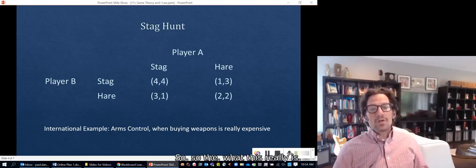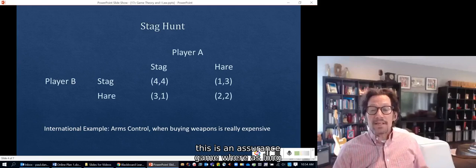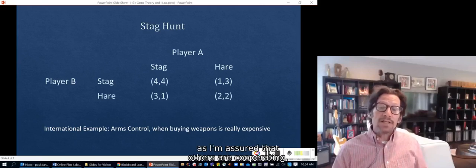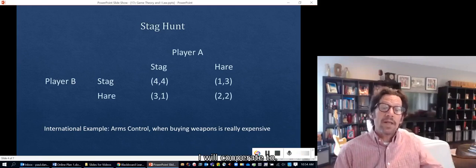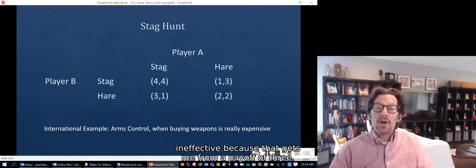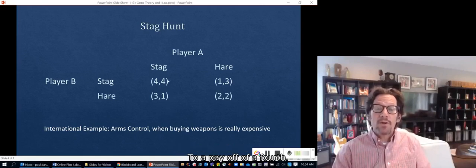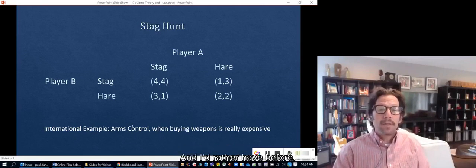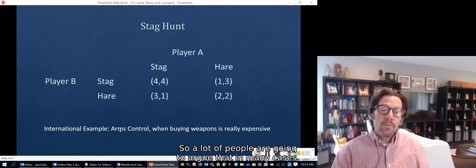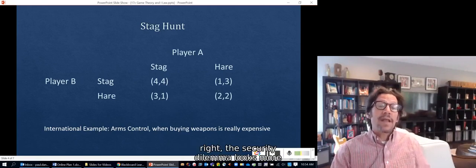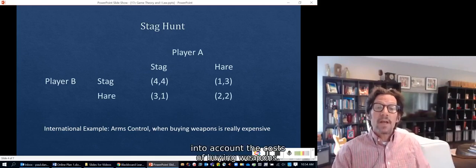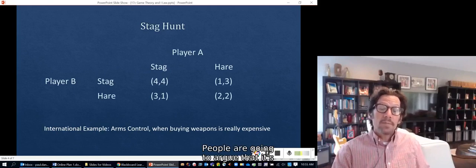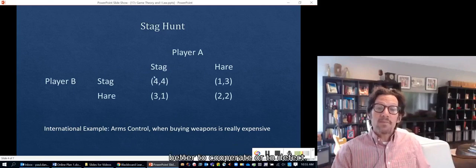So what this really is, this is an assurance game where as long as I'm assured that others are cooperating, I will cooperate too. I have no interest on my own in defecting because that gets me from a payoff of three to a payoff of four, and I'd rather have the four. So a lot of people are going to argue that in many cases, the security dilemma looks more like this than like a prisoner's dilemma. In particular, when you take into account the cost of buying weapons, people are going to argue that it's better to cooperate than to defect.